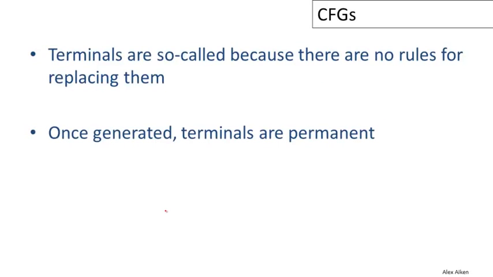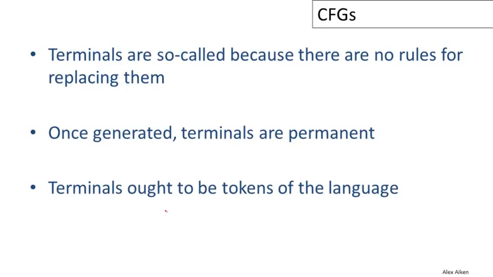So the name terminal comes from the fact that once terminals are included in the string, there's no rule for replacing them. That is, once a terminal is generated, it's a permanent feature of the string. And in applications to programming languages and context-free grammars, the terminals ought to be the tokens of the language that we are modeling with our context-free grammar.